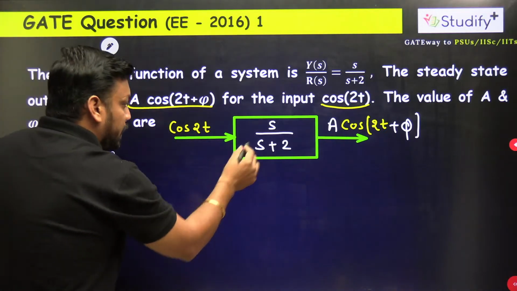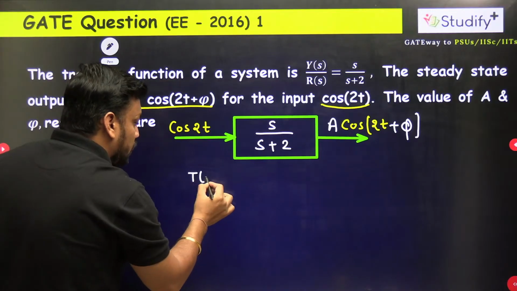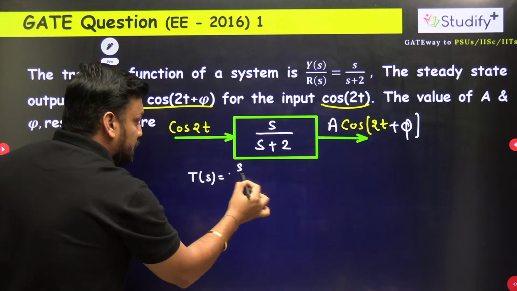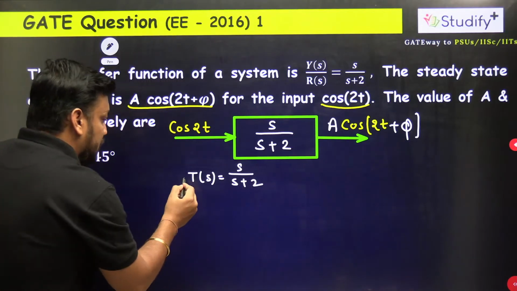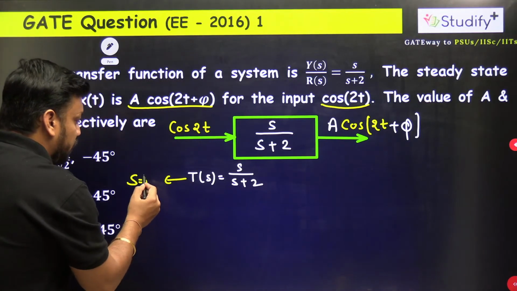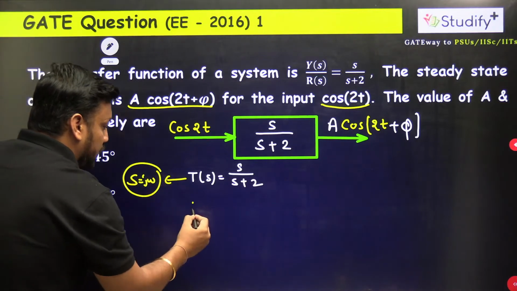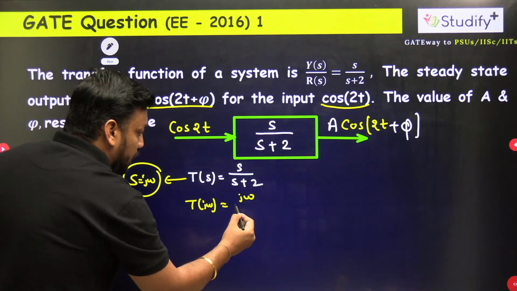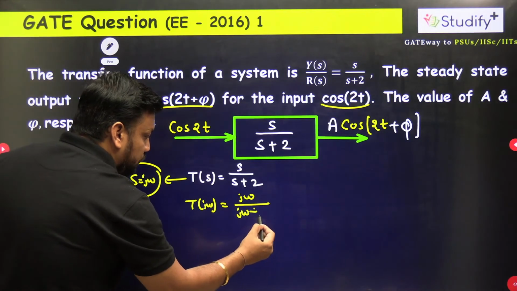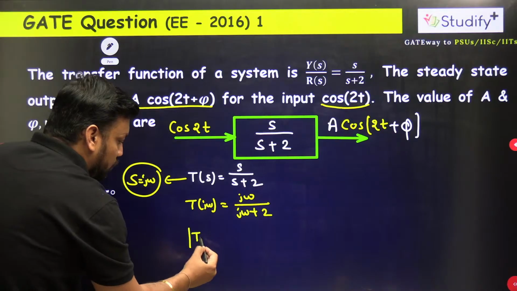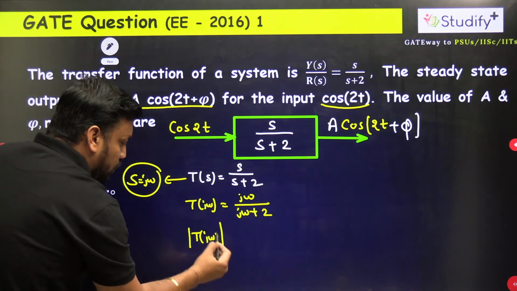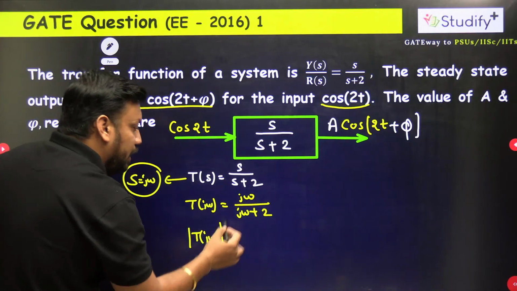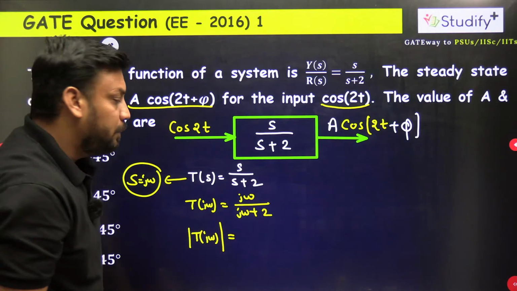To find it, suppose that this is my transfer function. So in this transfer function what do I need to do? T(s) value is nothing but s upon s plus 2. So here we need to put s equal to j omega, because in the frequency domain always remember the first step is j omega. So s equal to j omega means it looks like j omega upon j omega plus 2. Now we should take the magnitude, and we know that the magnitude of T(j omega) at omega input will give you A. So what is the magnitude of the numerator? Under root of real part square plus imaginary part square.